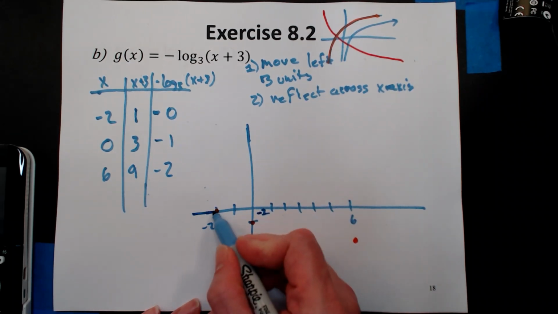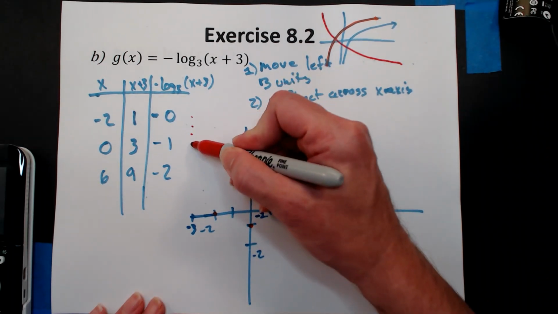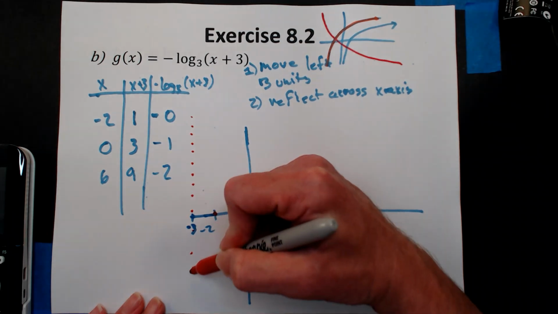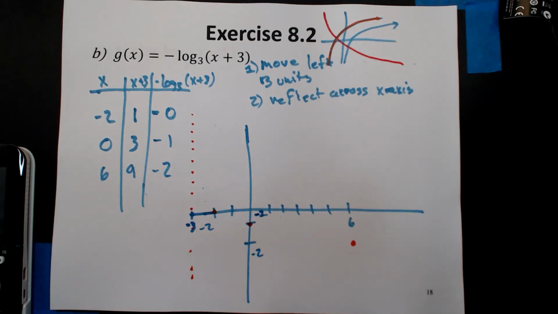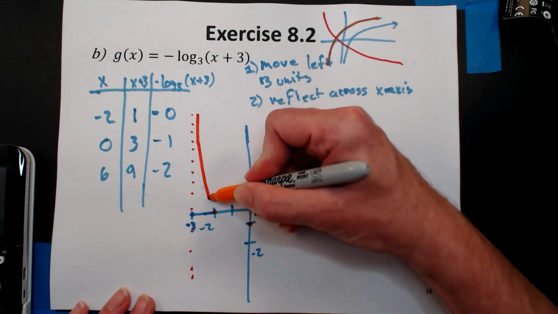And then over here, I'm also going to plot negative 3, because that's actually where my vertical asymptote is. I can't plug anything to the left of negative 3, because then my function is no longer defined. So let me draw this line. It'll look something like this.